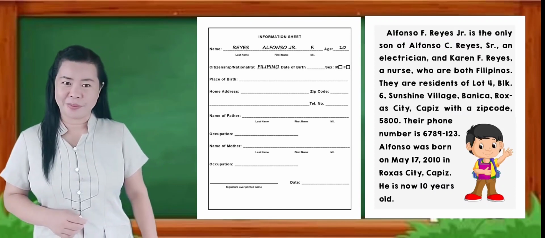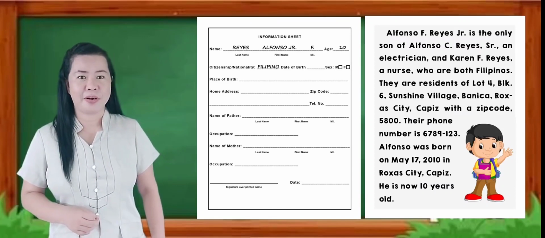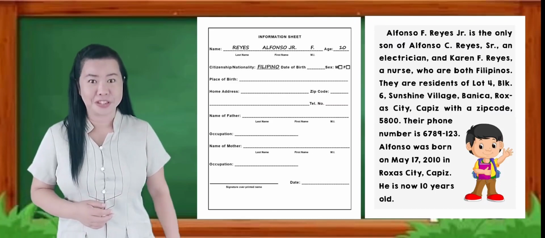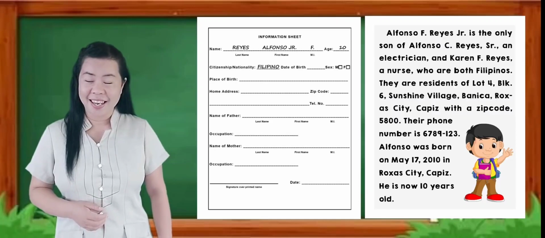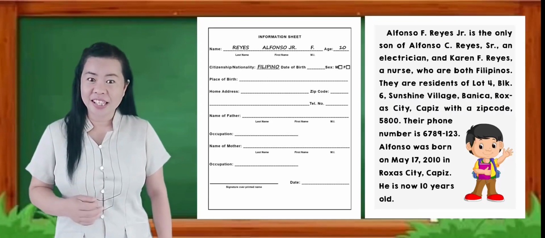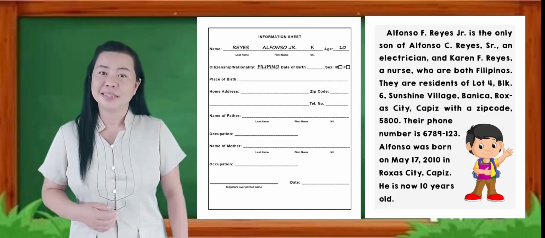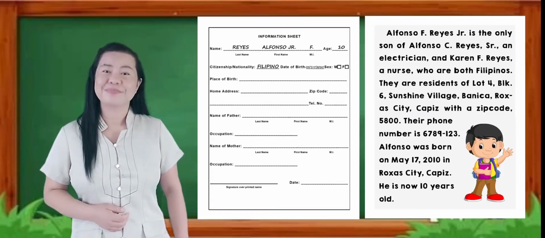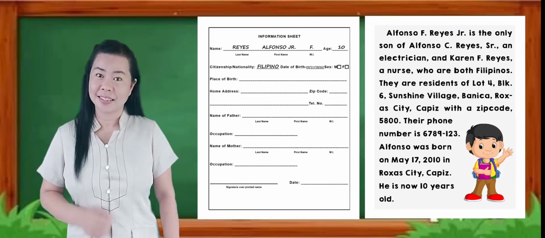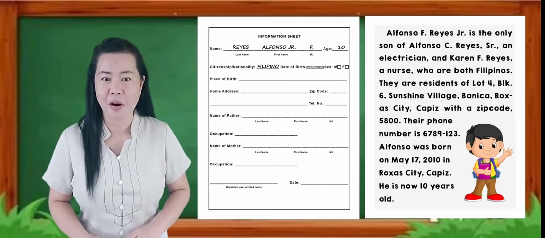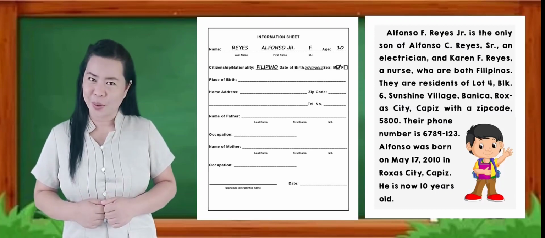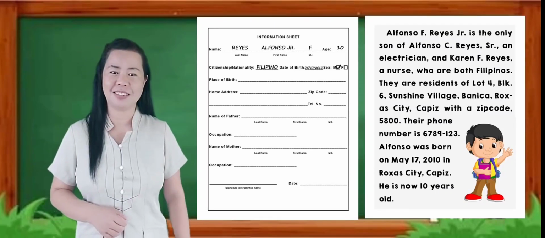Alfonso is a Filipino. Let's go to the date of birth. Indicate the month, day, and year in numbers. Alfonso's birth date is May 17, 2010. So instead of writing the word May, simply put 05/17/2010. For the sex, tick or put a check mark on the appropriate box. Alfonso is a male, so let's tick the male box.